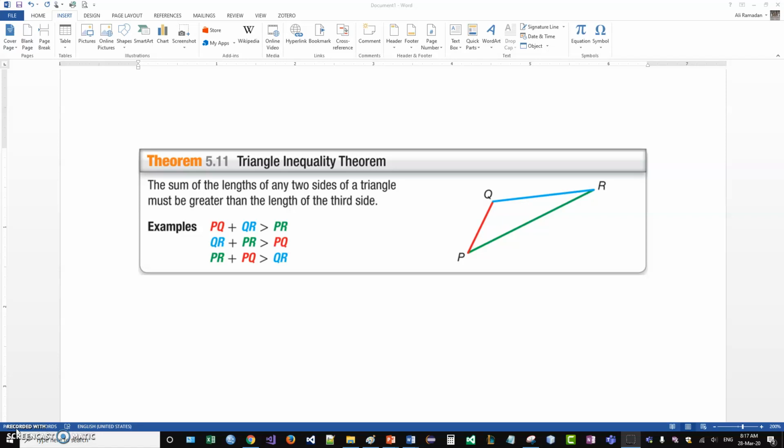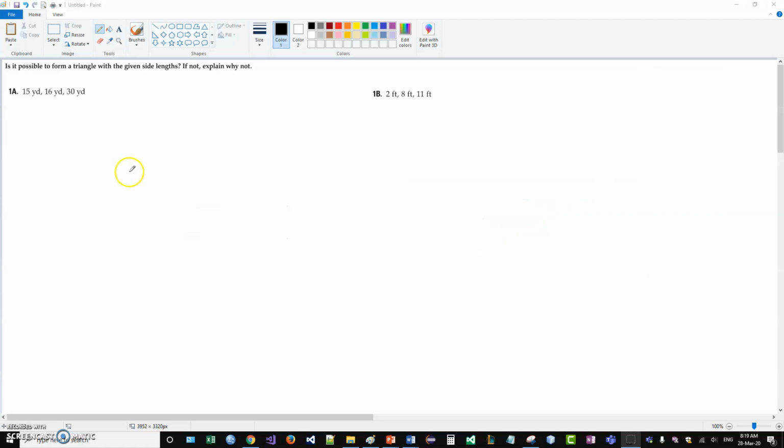Let's look at an example. The question says, is it possible to form a triangle with the given side lengths? If not, explain why not. Let's look at 1A, for example. We have three sides. Their lengths are 15, 16, and 30 yards respectively. Now, to know whether these form a triangle or not, we're going to use the Triangle Inequality Theorem, which says that the sum of any two sides should be greater than the third side.